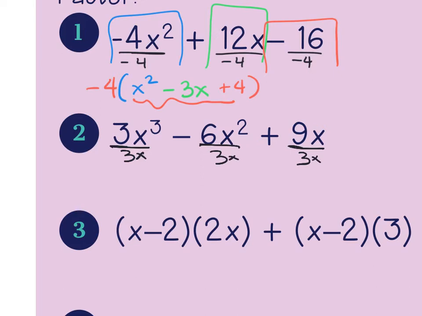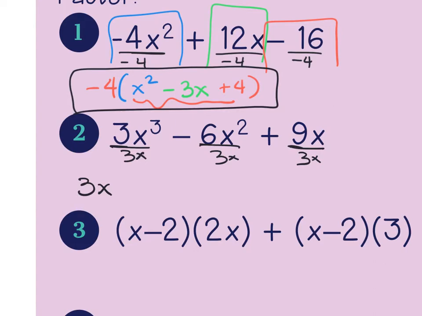Now, you don't need to show the division here. You can just know that you're dividing by the GCF. I like to give myself a visual. All I need to see here is what you're getting with the GCF outside, and then what results after you divide. So the first one, 3x cubed divided by 3x is just x squared. Then the middle term, negative 6x squared divided by 3x is negative 2x. And then 9x divided by 3x is just 3.